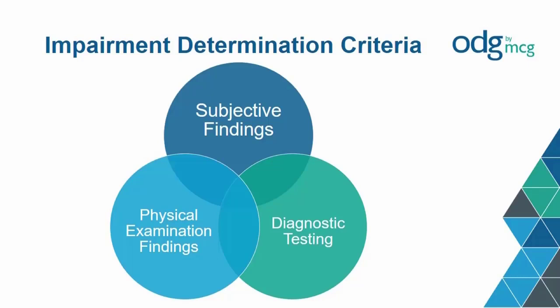For physical exam findings, we're focusing in on what the claimant is able to do, looking at range of motion, specific tests for their condition, or has someone been admitted to a hospital.